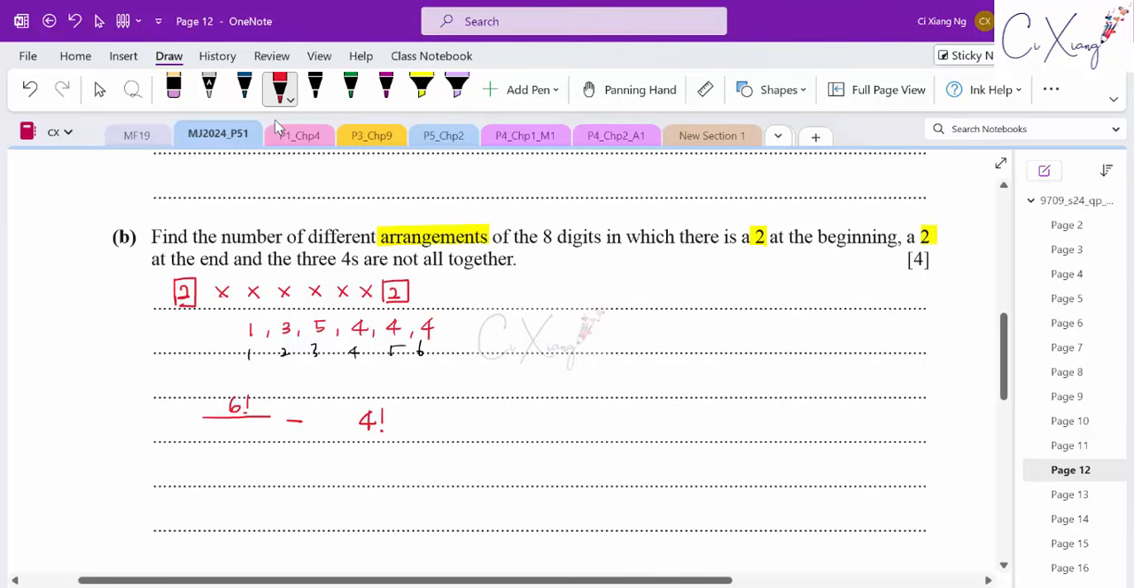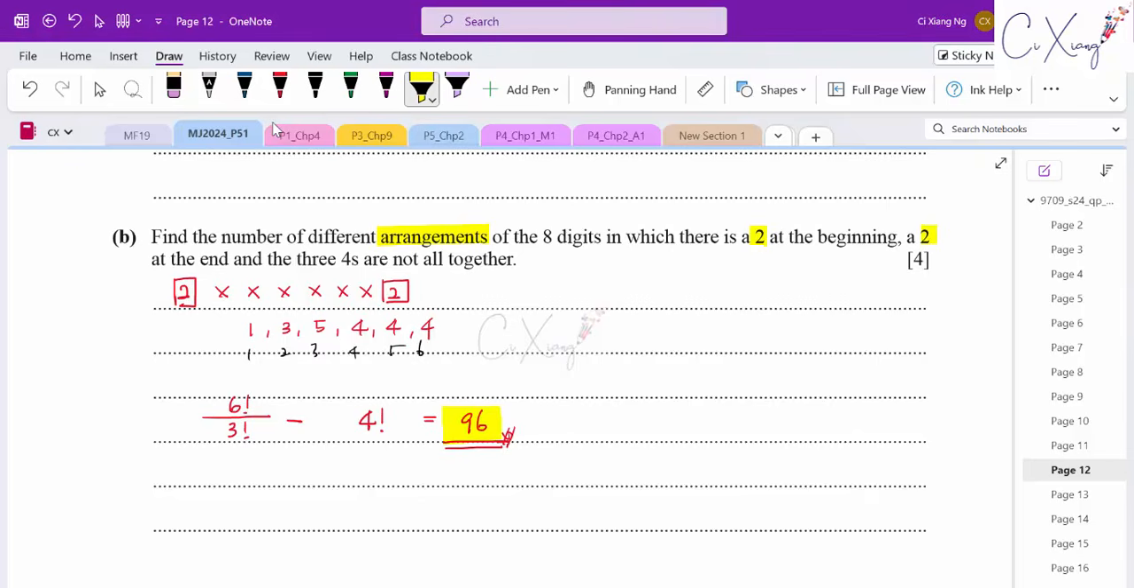But again, when you are arranging the 6 numbers here, there are 3 identical 4s, so you have to divide by 3 factorial. So this is the total minus all the 4s together, and this is how you get the arrangements for not all together. By right, you'll be having 96. So this is how we solve part B.